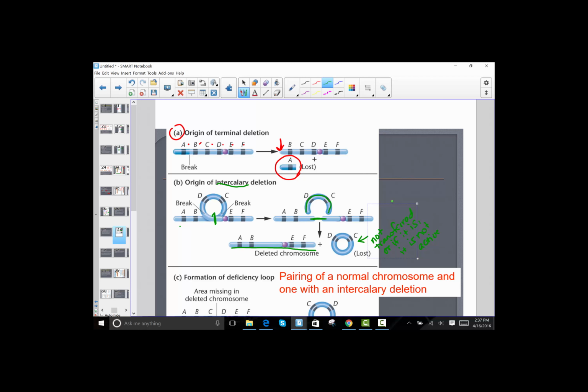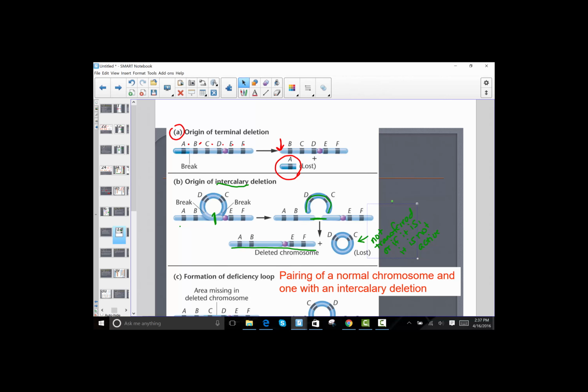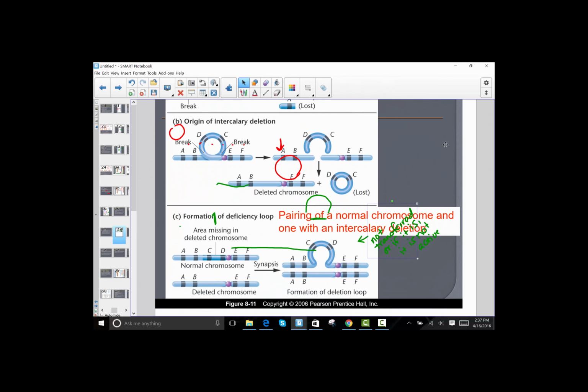So the last one that I'm going to try to pull the slide back up so that you can see this. Okay, and now I have to erase. Is the formation of a deficiency loop. Okay, so a deficiency loop is just as suggested. It is an area where you have a missing portion of a chromosome. And so if you'll refer back to our deleted chromosome that's above here, our deleted chromosome is now down here.